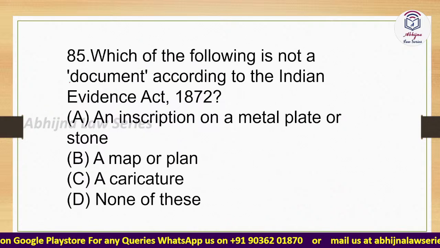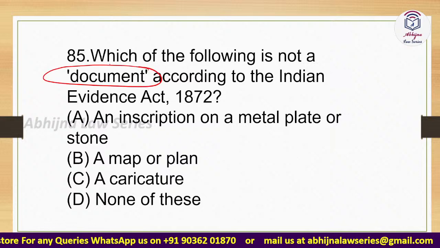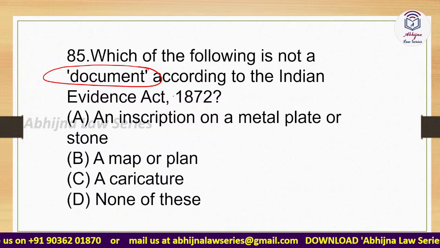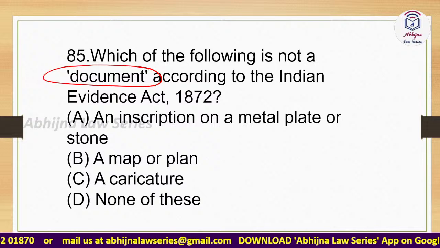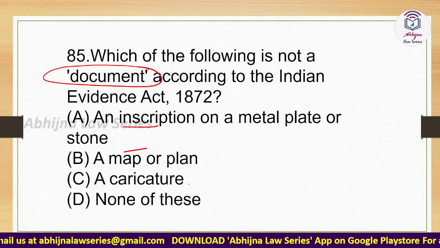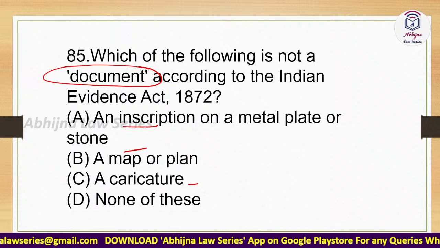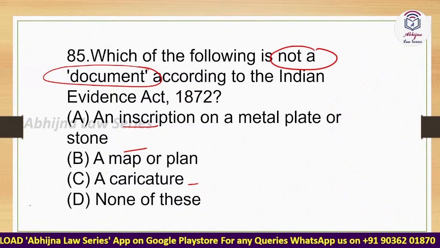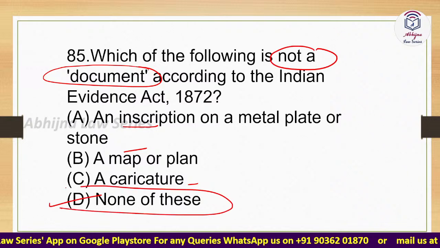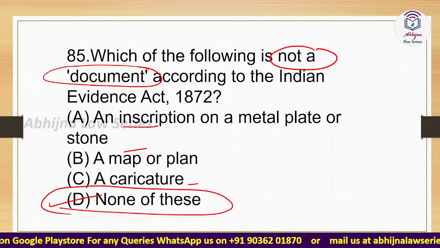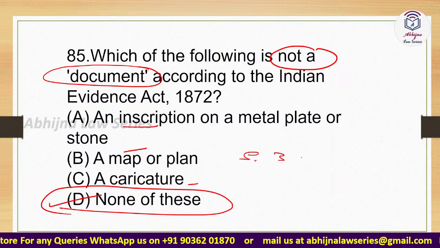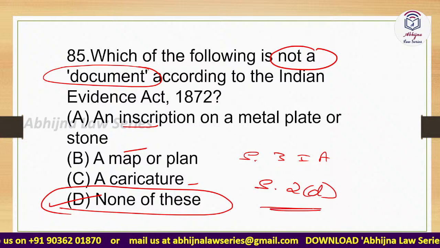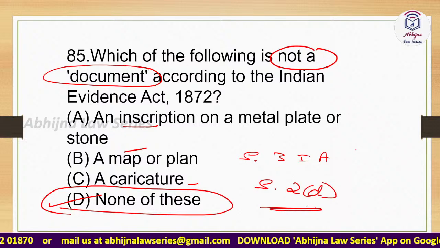Which of the following is not a document according to the Indian Evidence Act? So all these are documents: an inscription, a map, a caricature. All these are said to be documents. So the question is which is not a document, then we can say none of these. The question is in negative form, that is why none of these is the answer. Section 3 of the Indian Evidence Act or Section 2(d) of Bharatiya Sakshi Adhiniyam are the relevant provisions here.